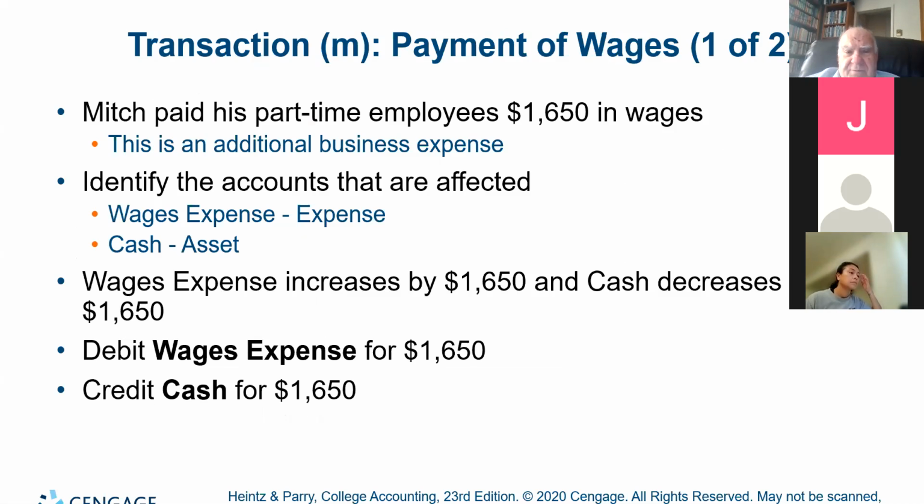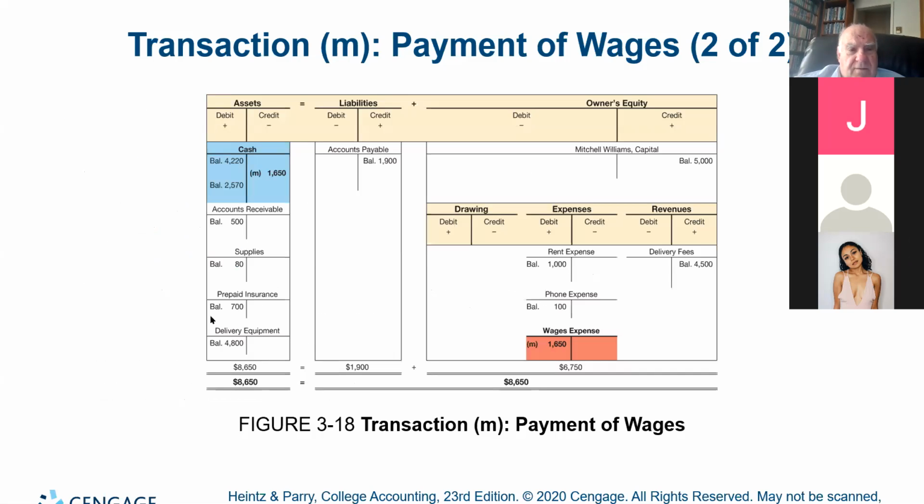Finally, a big expense. He has to pay his employees, all these students who are driving these scooters around delivering pizza. So here's an expense: wages expense and cash. Wages increases by $16.50. Cash decreases by $16.50. That means we're going to debit wage expenses for $16.50 and credit cash for $16.50. And that's what we're doing here. We're debiting wages expense and crediting cash, okay?